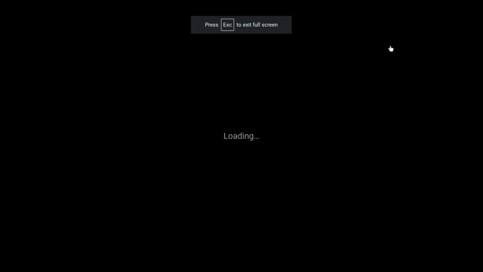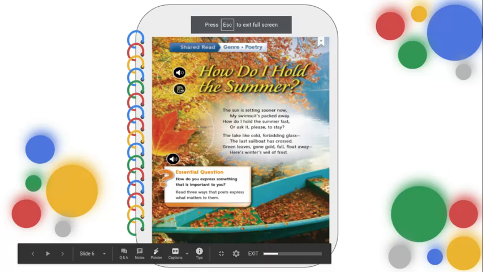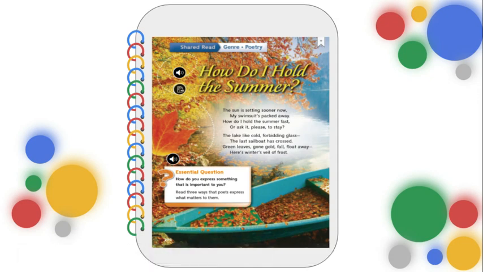And we're going to discuss the poem, How Do I Hold the Summer? So I asked you while you were listening to think about whether or not it was a lyric or a free verse poem. And since we're kind of just getting started with this, I wanted to make sure you remember the elements of each. So a free verse and a lyric are the two types of poems that we're learning about this week.